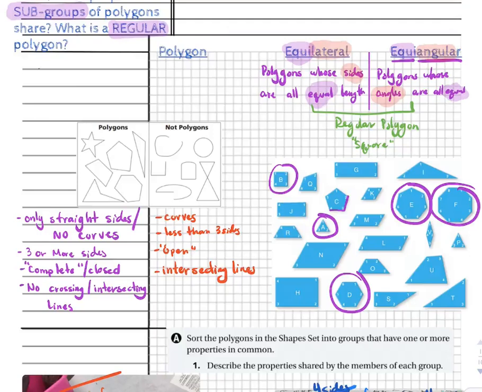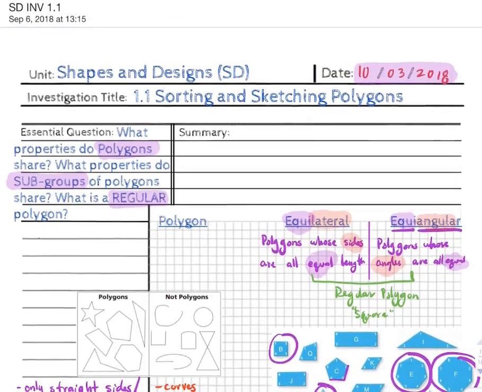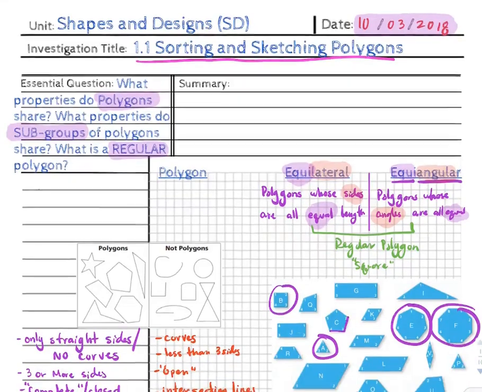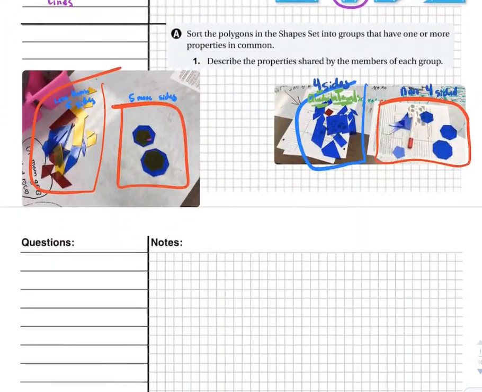Okay, so far, this is your notes. Shapes and Designs 1.1, sorting and sketching polygons. I have a short day today, or we have a short day today. I'm not here today, so I'm going to write down your notes here for you guys to copy along with.